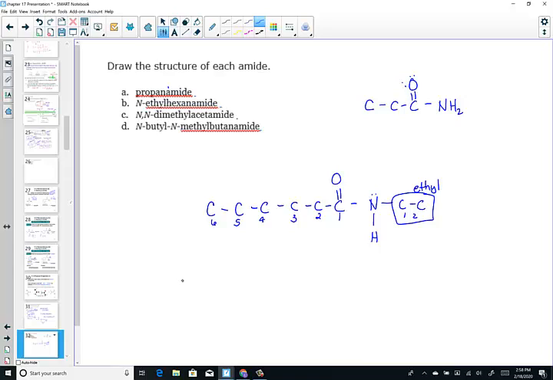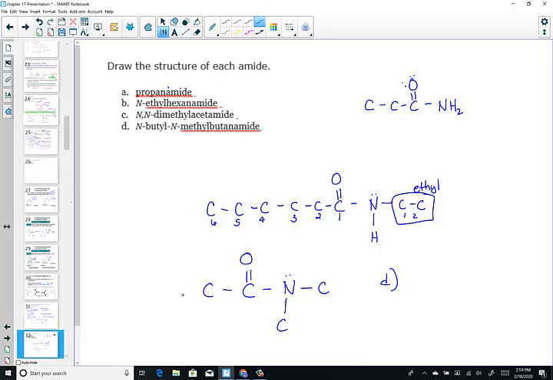How about C? N,N-dimethyl acetamide. Okay, well, acetamide we know to be a 2-carbon parent, and right next door to that would be the nitrogen. Nitrogen has 3 bonds. One of them is going to a methyl, and the other is going to a methyl. So that's N,N-dimethyl acetamide.